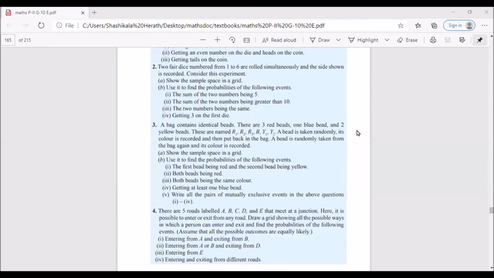A bag contains identical beads. There are 3 red beads, 1 blue bead and 2 yellow beads. These are named R1, R2, R3, B, Y1, Y2. A bead is taken randomly. Its color is recorded and then put back in the bag. A bead is randomly taken from the bag again and its color is recorded. Show the sample space in the grid. Then use it to find the probabilities of the following events.